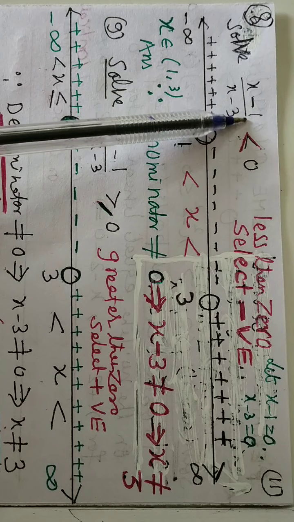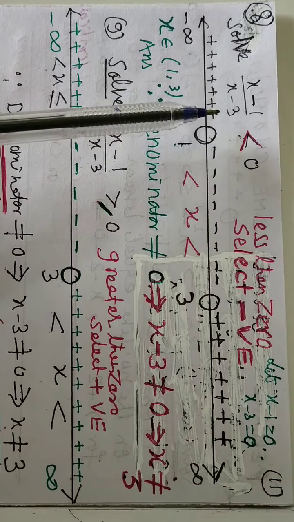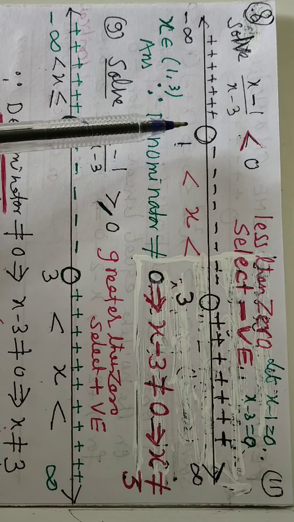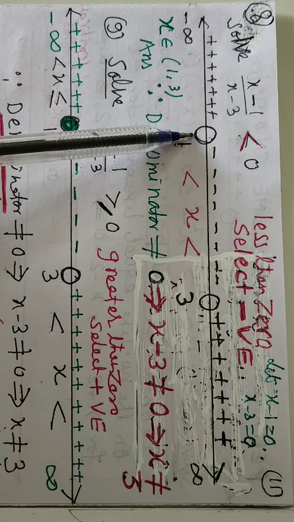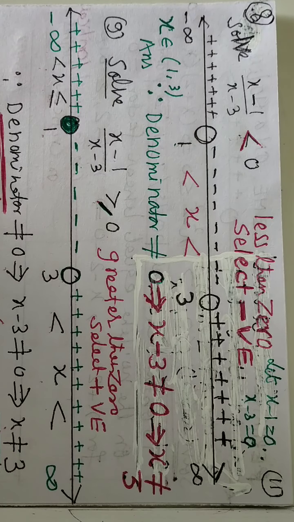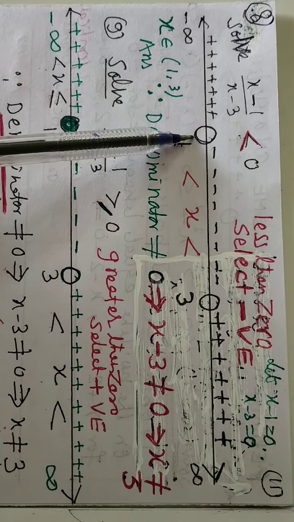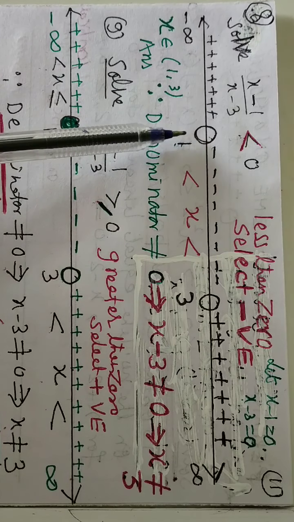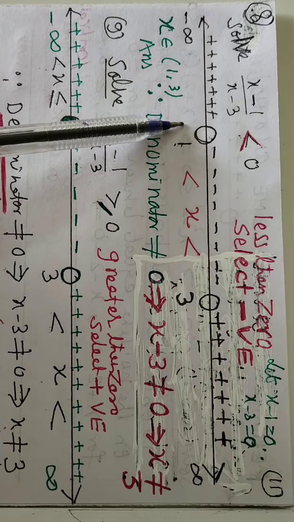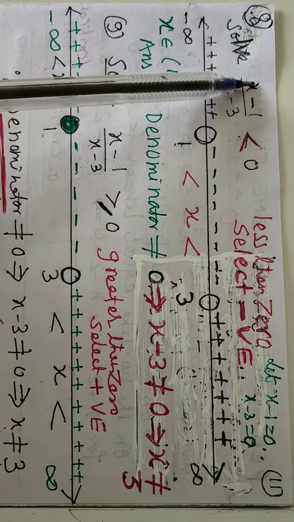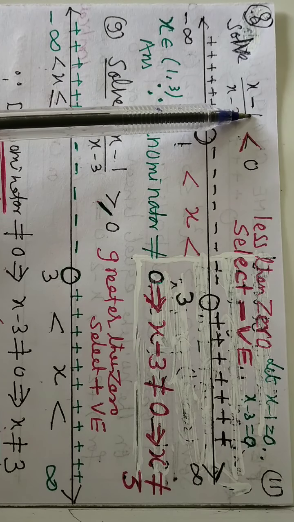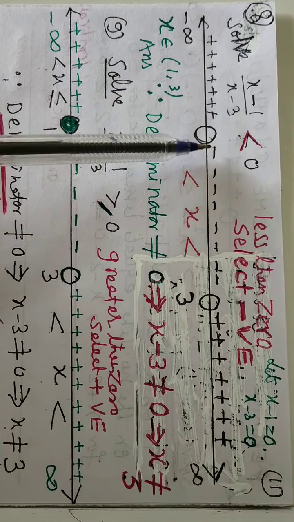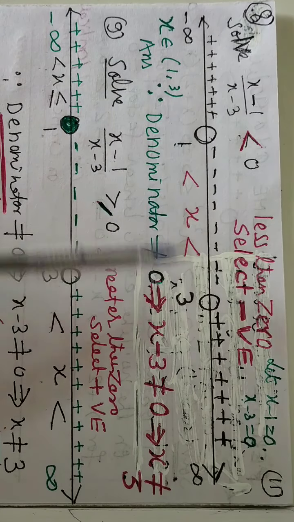x is equal to 1 and x is equal to 3. How to find the 2 points on the number line? These 2 points are called terminal points, or one more name is there, critical points. So how to obtain the terminal and critical points? Equate each factor to 0. x minus 1 equated to 0 gives x equal to 1. x minus 3 equated to 0 gives x is equal to 3. So these two are the terminal points on the number line.